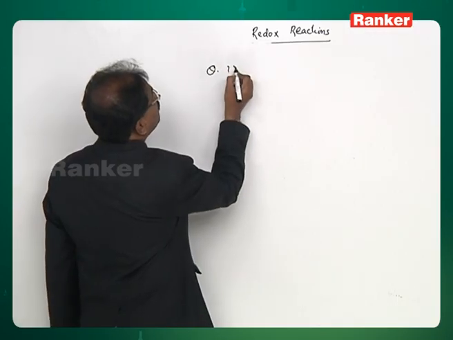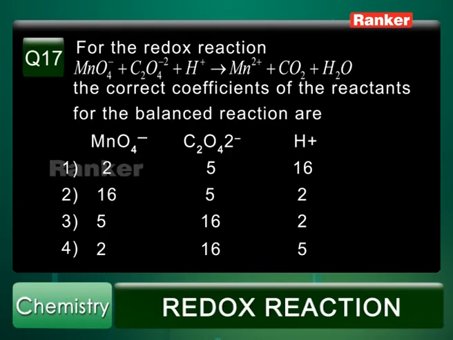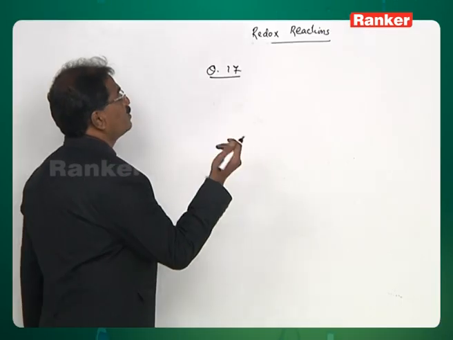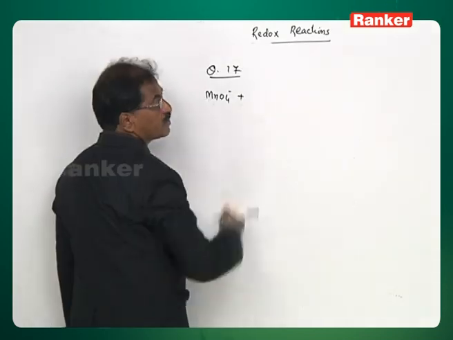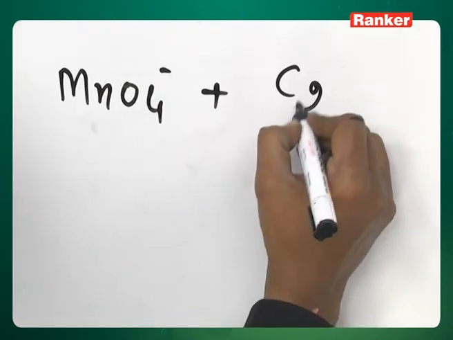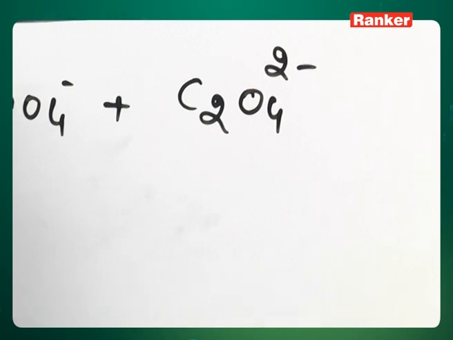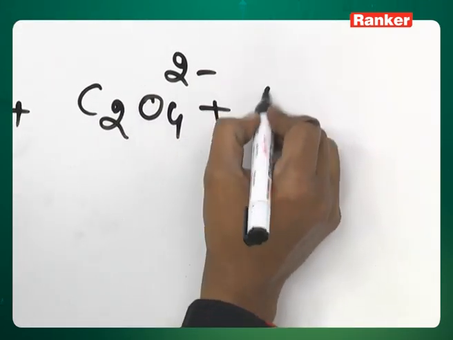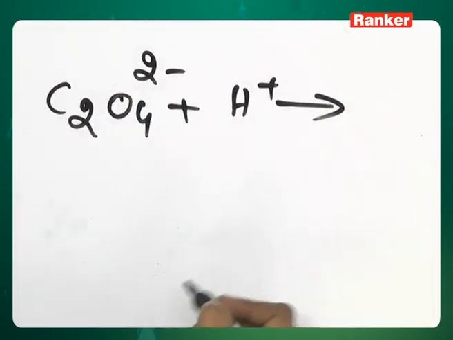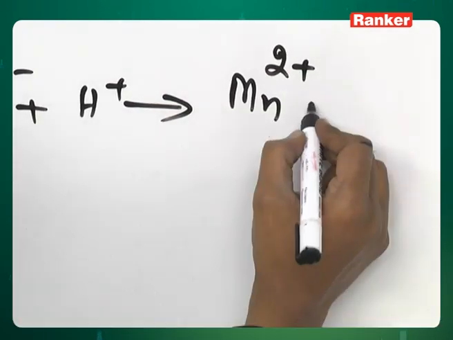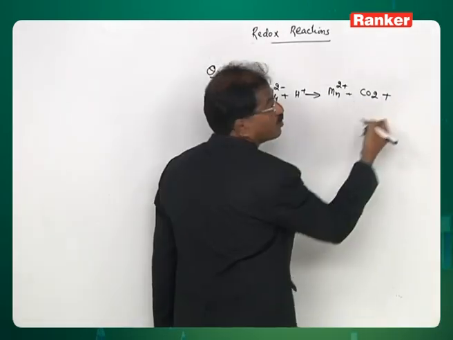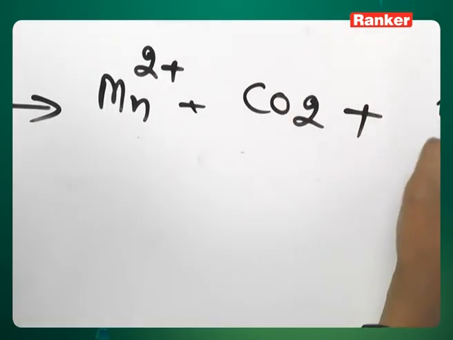Next, question number 17. For the given redox reaction, we have to identify the stoichiometric coefficients shown in the options. So, first let me represent the reaction. MnO4 minus plus C2O4 2 minus plus H plus gives Mn2 plus, CO2 plus H2O.